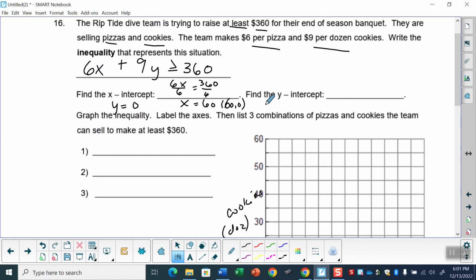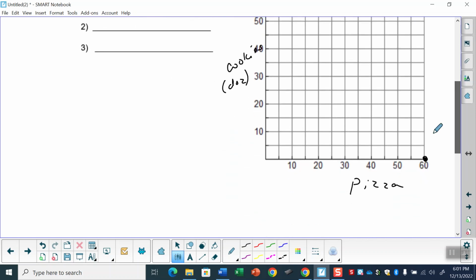That's my x-intercept. Then my y-intercept is going to be where x equals 0, right? So if x is 0, that's 0. So that gives me 9. Maybe I'll scoot that up. So that means 9y is equal to 360. Divide by 9, divide by 9, so y equals 40. All right, so the y-intercept is going to be when x equals 0 and y is 40.